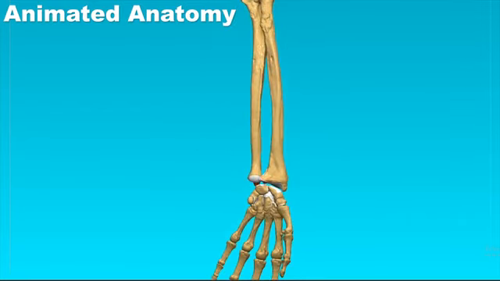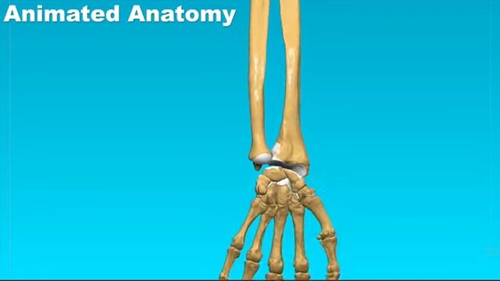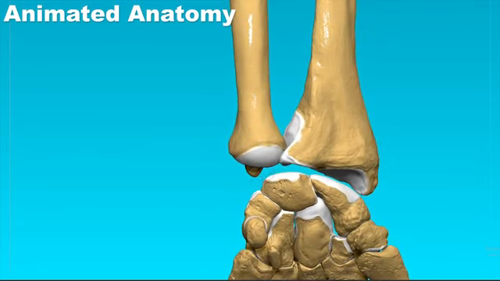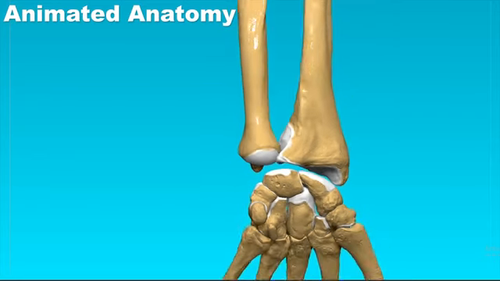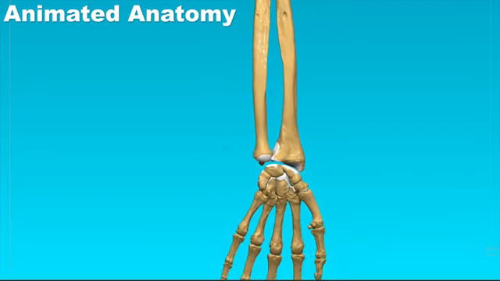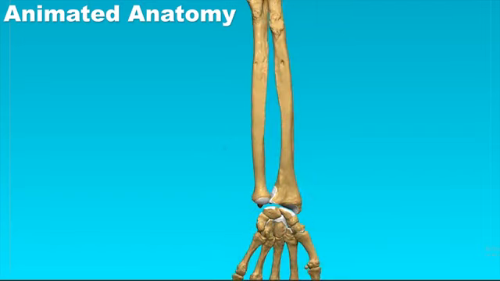Down there we can see that the ulna is a little bit further away from the wrist bones. And that's because there is an articular disc here that serves for better articulation of the ulna and the wrist bones. We will see that shortly.